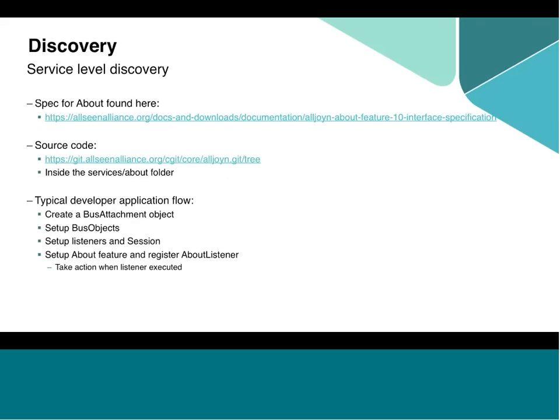So again, the traditional flow is setting up the AllJoyn bus attachment, setting up your bus objects, your listeners, and then setting up the about feature to start to listen for things. And really, it's just setting a callback as part of the API.